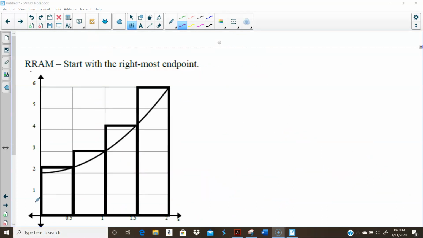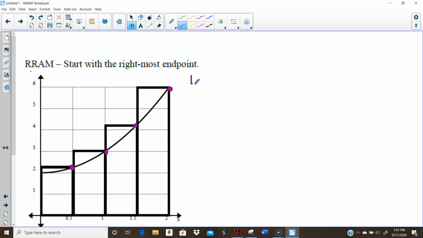Now we're going to do the same problem, but this time we're going to make rectangles that hit the right side of the curve. So you can see I hit here on the right, here, here, and here. The width of all those rectangles is 0.5 again, and this time I'm going to show the work up here so you can see the pattern.